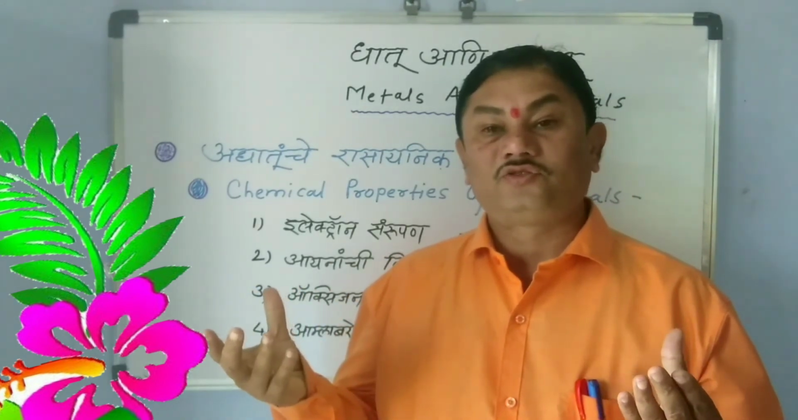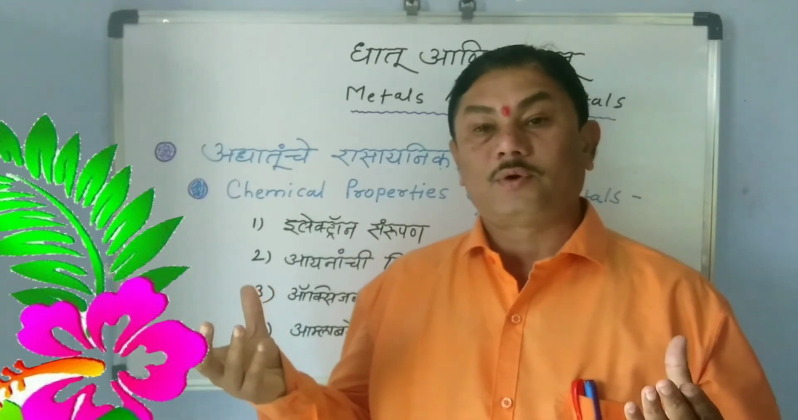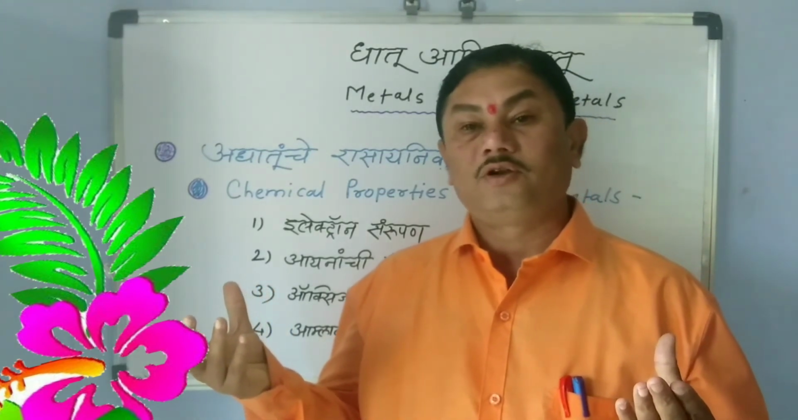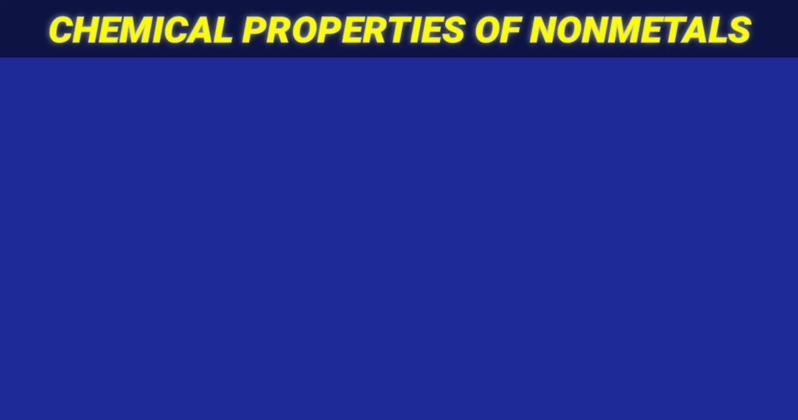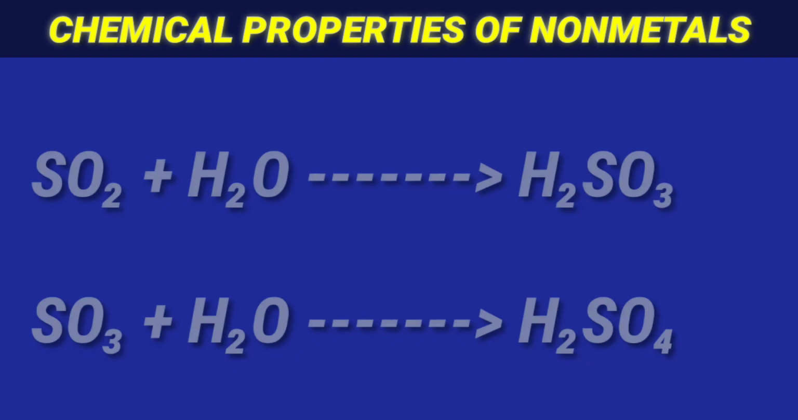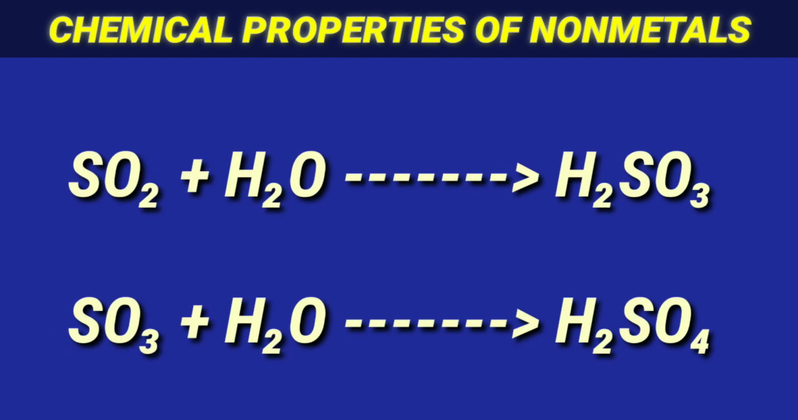When these oxides of nonmetals react with water, they form acids. For example, when carbon dioxide reacts with water, carbonic acid is formed. And when sulfur dioxide reacts with water, sulfurous acid and sulfuric acid are formed. These are the chemical equations for these reactions.